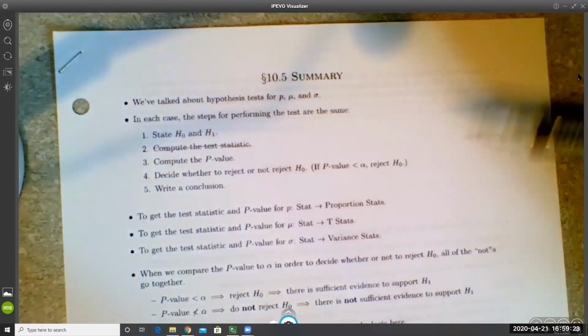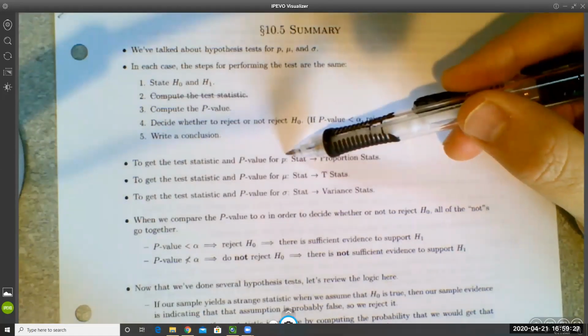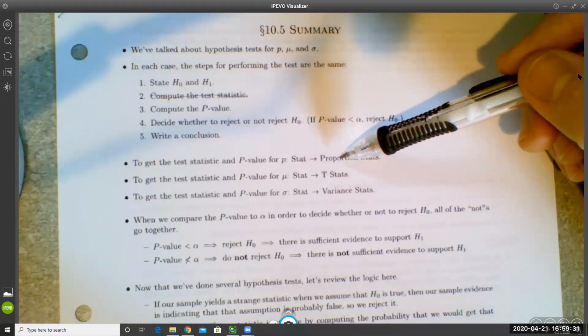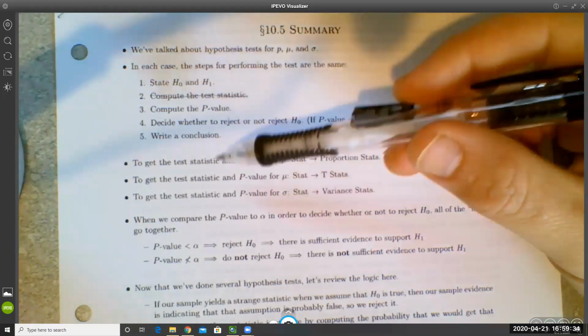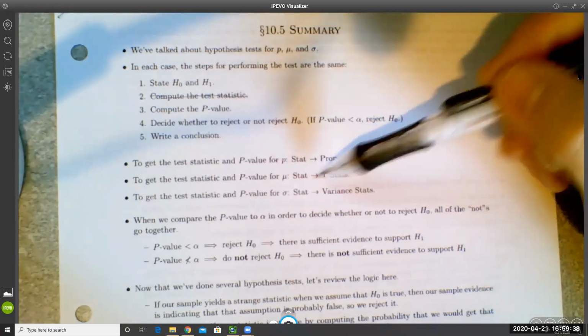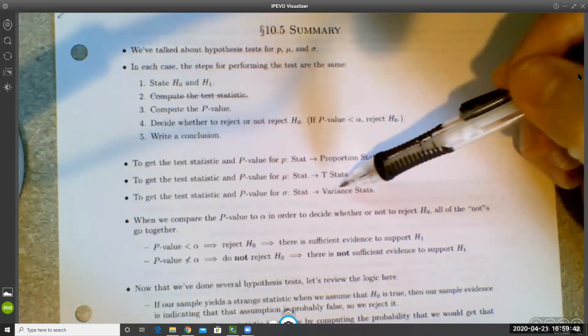To get the test statistic and the p-value for each of these things, if you're testing a hypothesis involving a proportion, you're going to go to Stat, Proportion Stats. If you're performing a hypothesis test involving the mean, then you're going to go to Stat, T Stats. And for the standard deviation, you're going to go to Stat, Variance Stats.